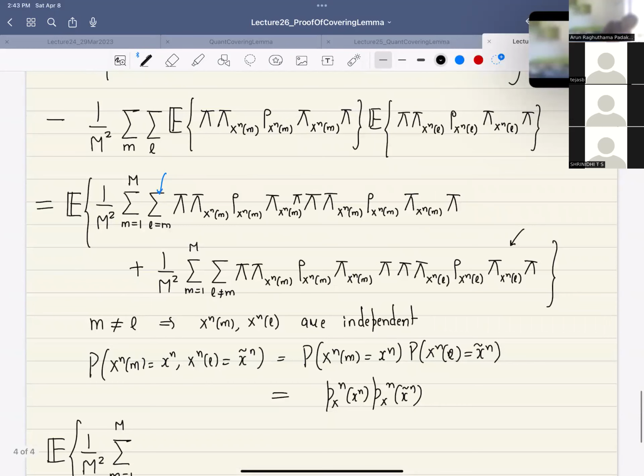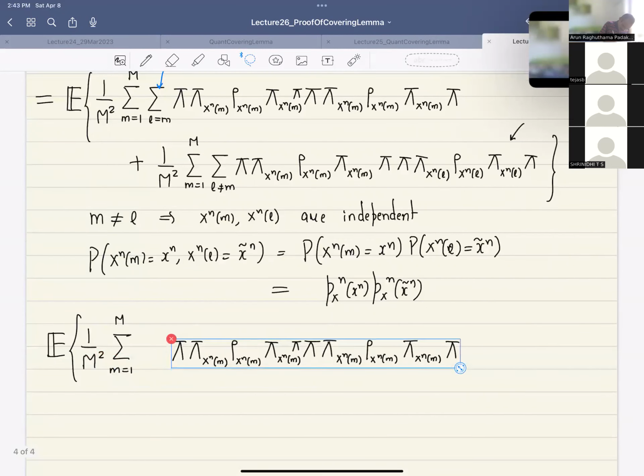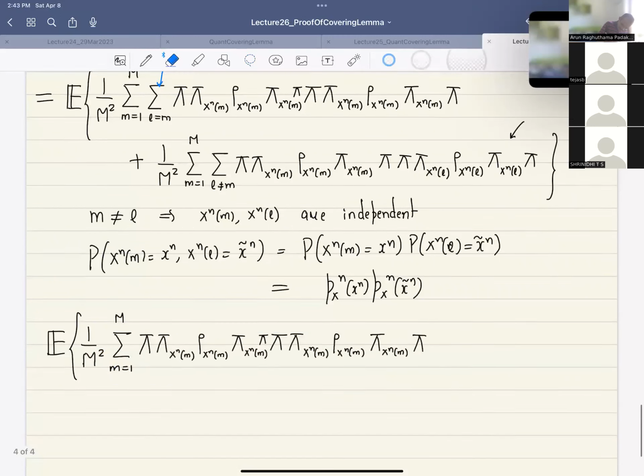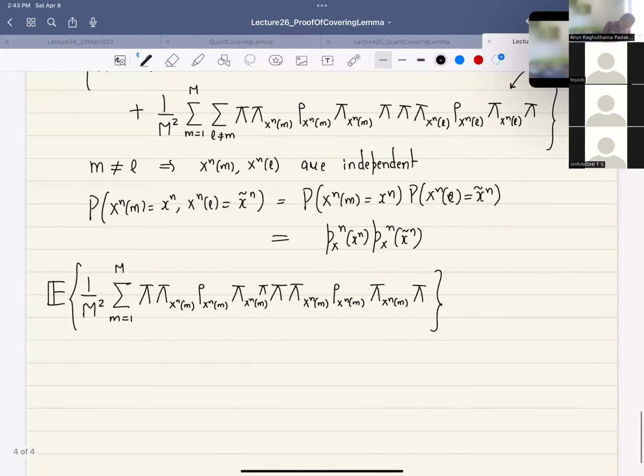Now I'm going to copy paste. Okay, it's too big. I have to write this whole thing once again, which is this thing. Copy. Paste. I have this. Look at the second term. The second term looks something like this. Plus 1 by m squared. Can I say it is m equal to 1 through m, L not equal to m?